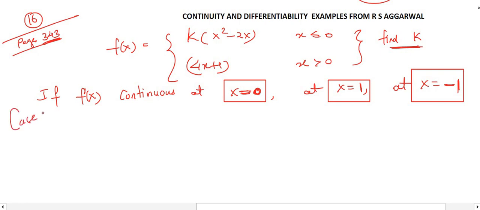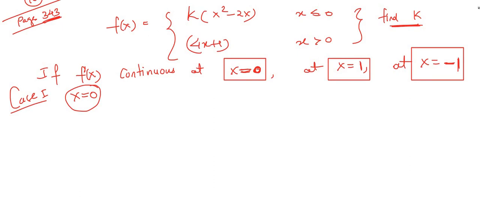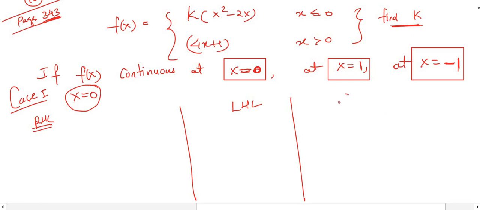So let me take case 1, where x is equal to 0. It is continuous at x is equal to 0, correct? For this we will calculate LHL, RHL and the function value, all three. So let me do it here. Let me calculate RHL, then here I will do LHL and here I will do the function value at 0.